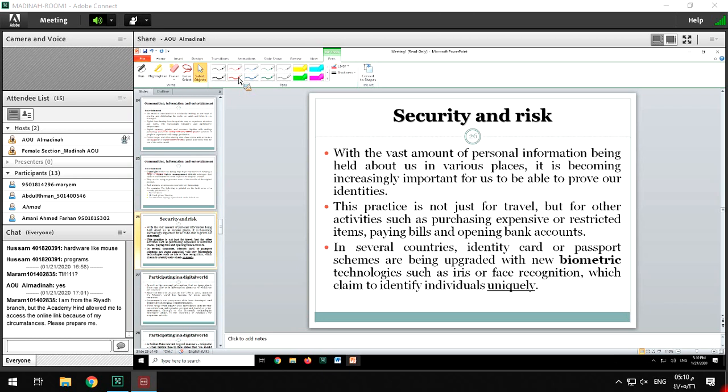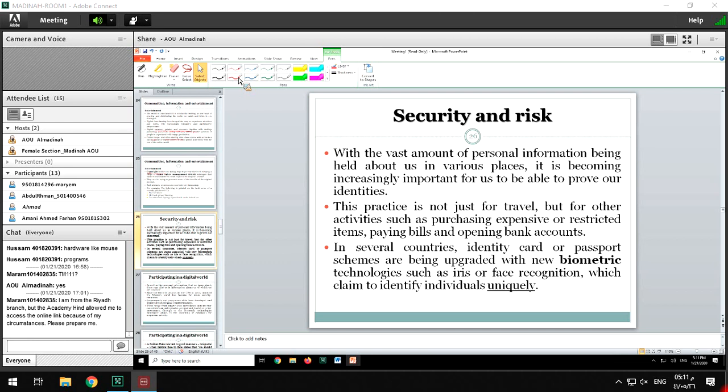The next in the digital technologies, we talk about security and the risk. Security and the risk. What security do we have when we are talking about digital technologies and using digital technologies?